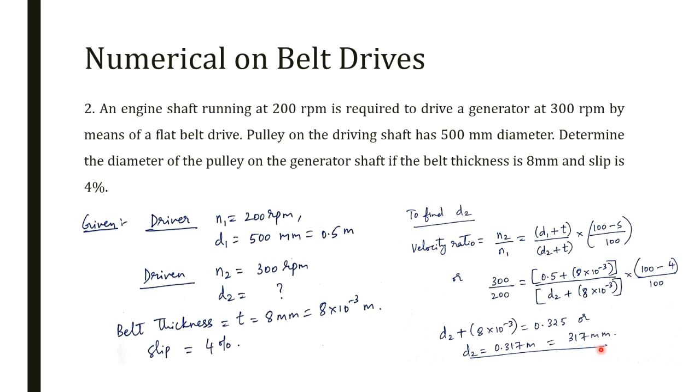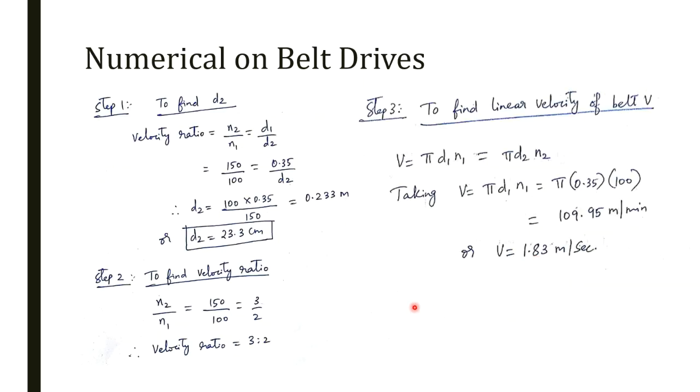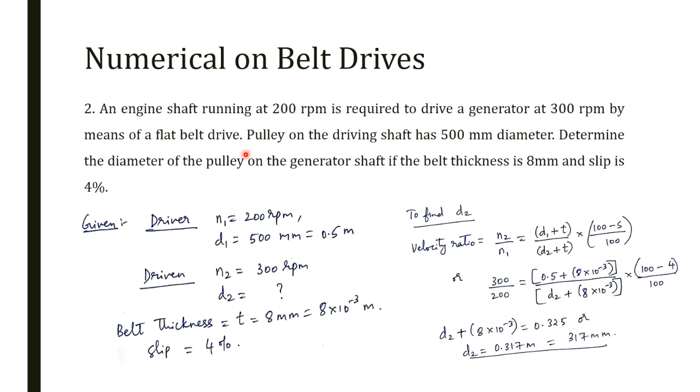So this is how you find out the unknown terms. Generally when the diameter is asked to find out of either of the one pulley, then you have to look into the question saying whether the thickness and slip should be considered. If the thickness and slip should be considered, then you have to use this formula. If the thickness and the slip is not considered, then you can just use N2 by N1 is equal to D1 by D2 and then solve the problem.